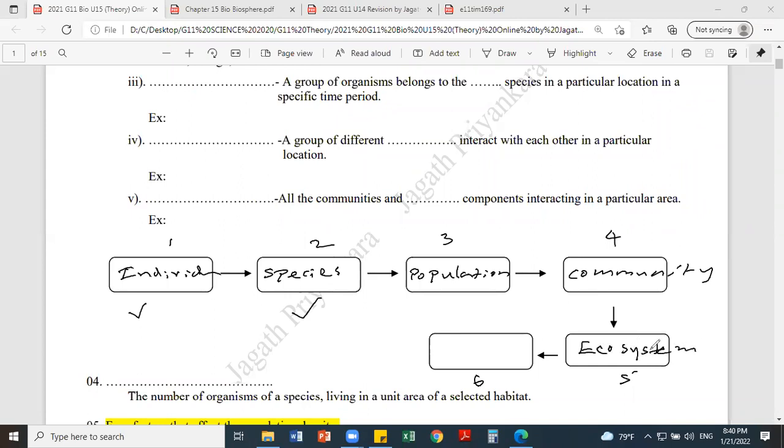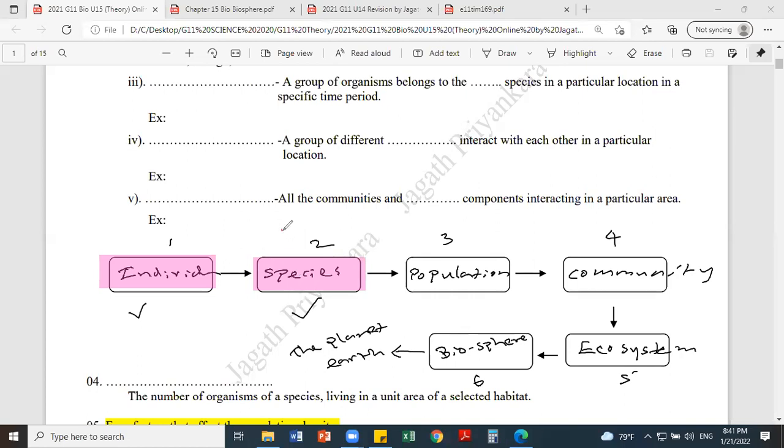After ecosystem, you get the biosphere. Biosphere. After biosphere, you get what? Planet Earth. The planet Earth. So this order you have to remember. One organism of any species is an individual. A group of organisms belonging to the same species, that means the same group. I mean, a group of organisms that are structurally similar, interbreed and produce fertile offspring.